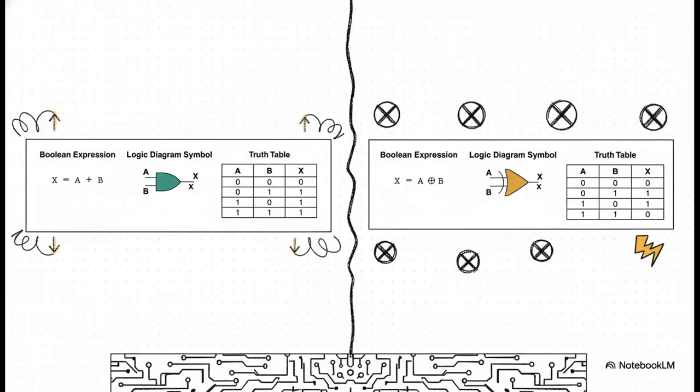And this comparison is just perfect. On the left, you've got our regular OR gate. On the right, the XOR gate. They look totally identical until you get to that very last row. When both inputs are 1, the OR gate says, sure, that's a 1. But the XOR gate says, nope, sorry, that's a 0. It's exclusively one or the other.